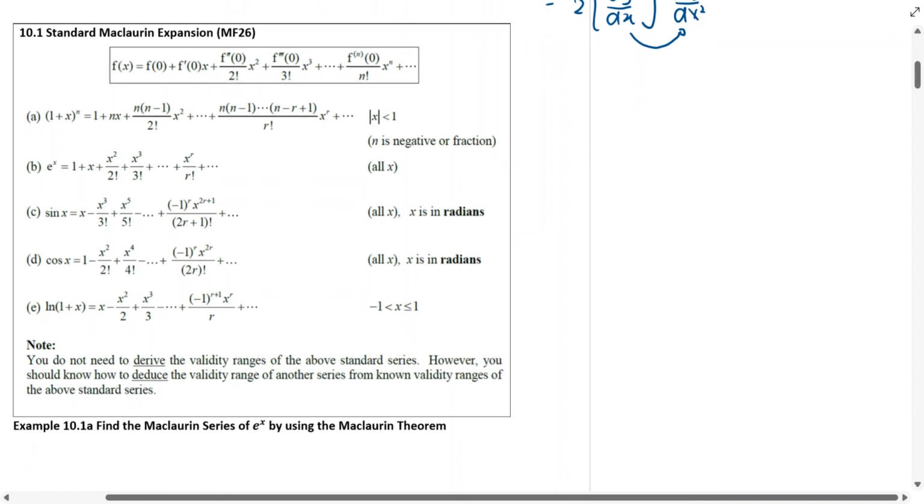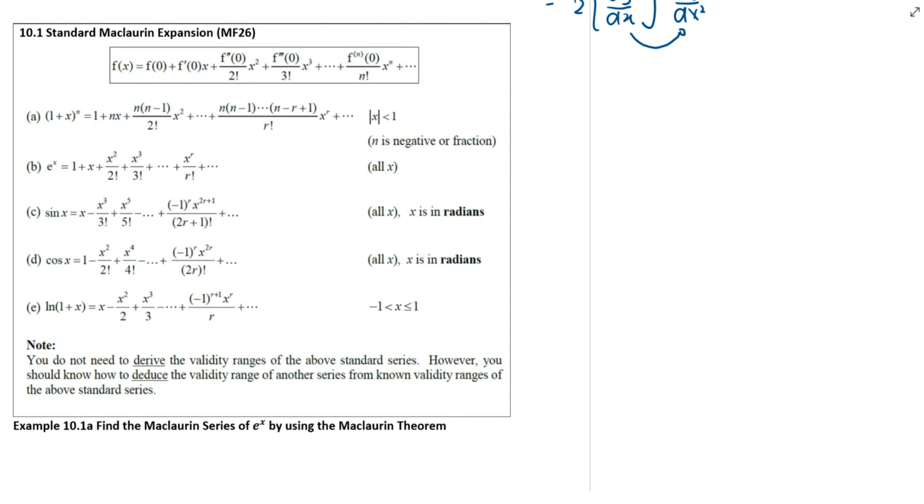Okay, so you are given this A, B, C, D, E standard Maclaurin expansion in your MF26 formula sheet. How this comes about is not so important. You can use it to apply when needed. Okay, but I just want to show you how e power x is being derived, okay, from using the Maclaurin theorem. So over here, this guy is the Maclaurin theorem. Okay, so this is a theorem. At this stage, you don't have to understand why. If you have listened to your lecture, you will probably understand why.